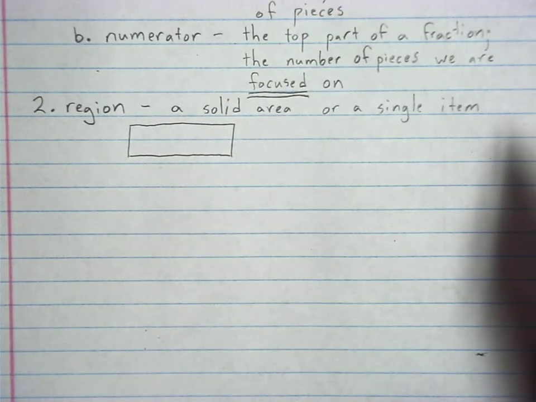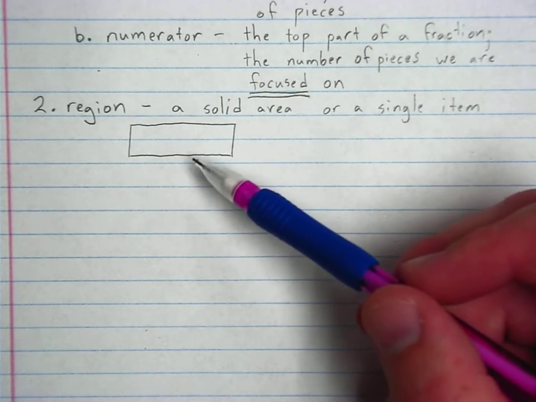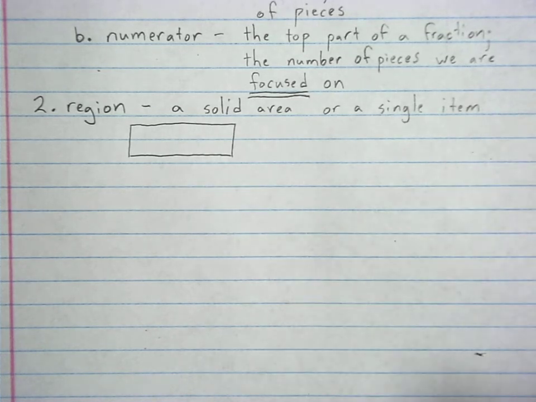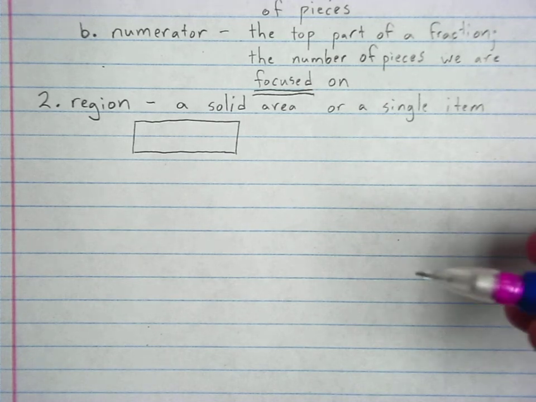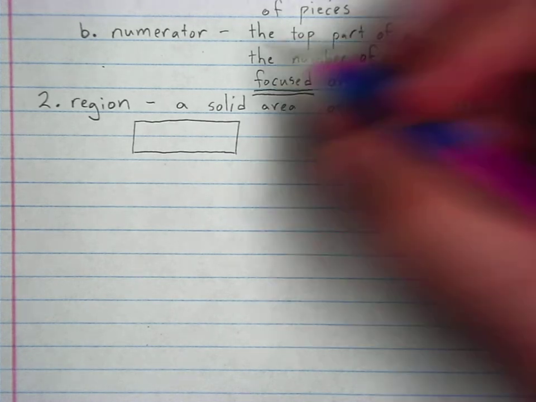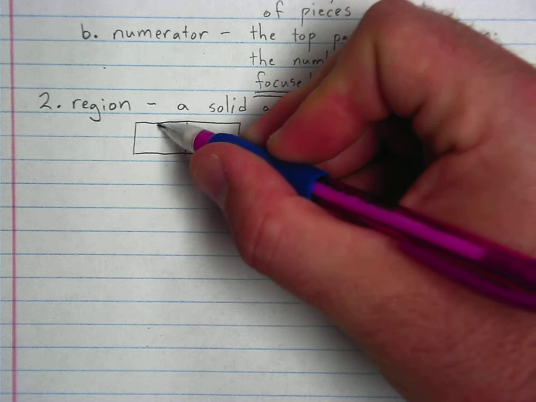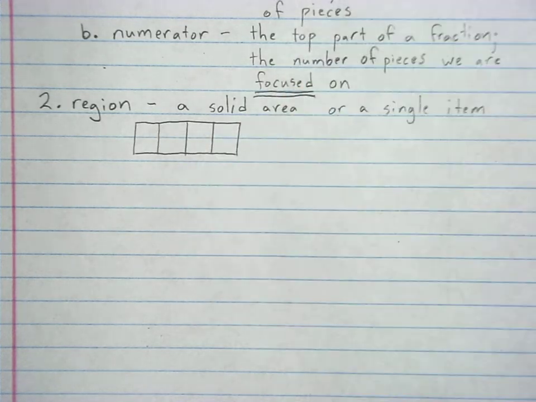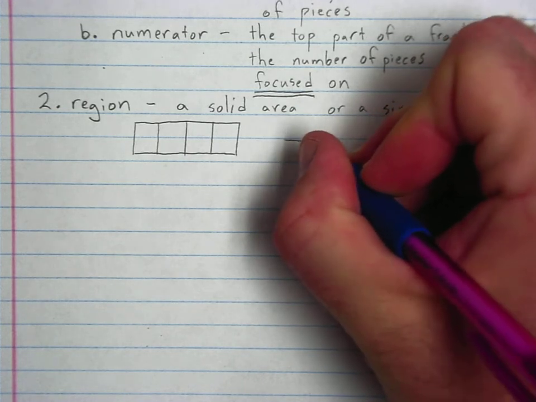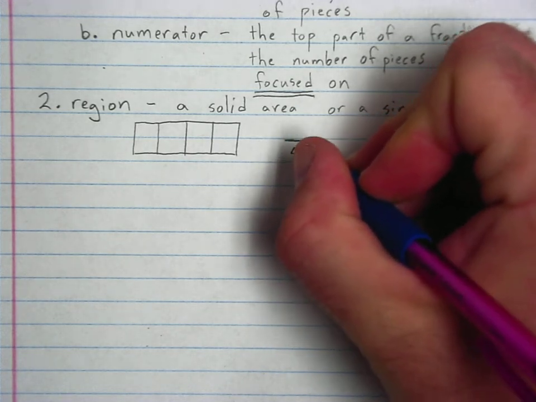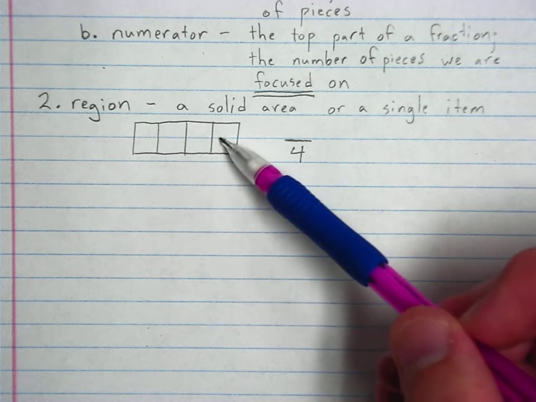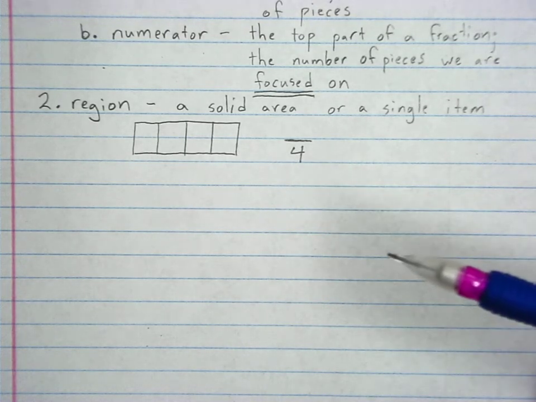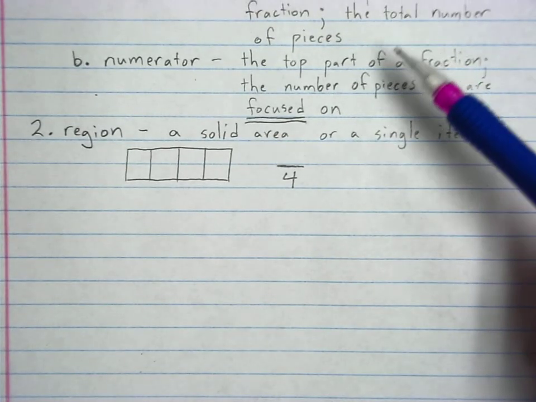Okay. This would be my solid area. It's not a physical thing. It's something I drew on the paper, but it's one piece, right? It's one shape. Now, if I take that shape and break it into that many pieces, that tells me right away what my denominator should be. 1, 2, 3, 4 pieces. Denominator is 4. Denominator is the total number of pieces.